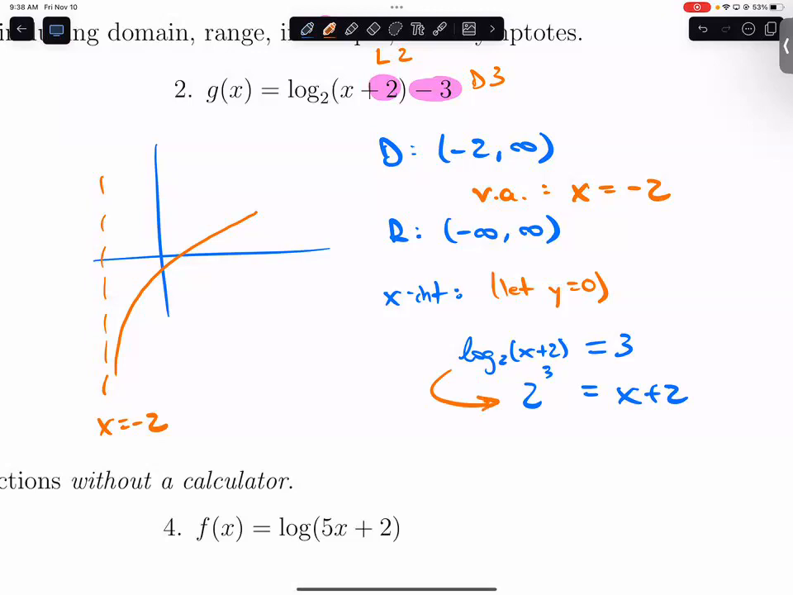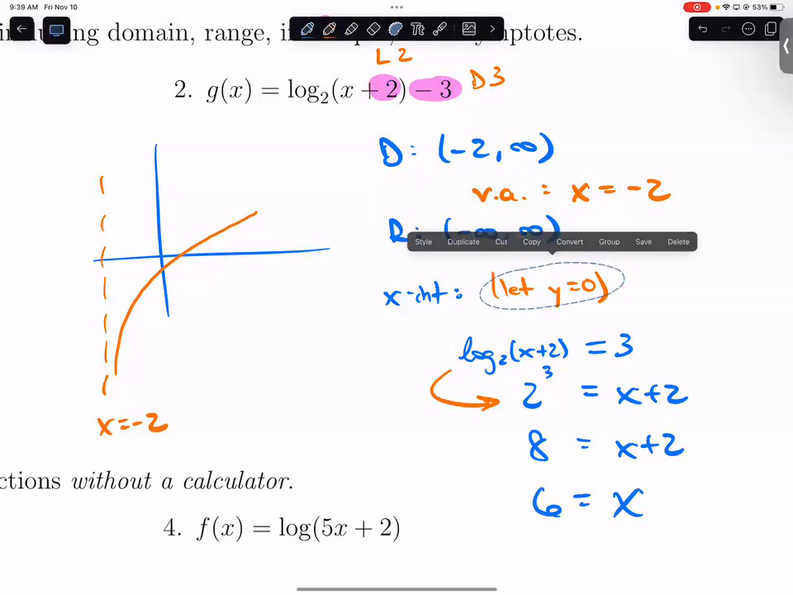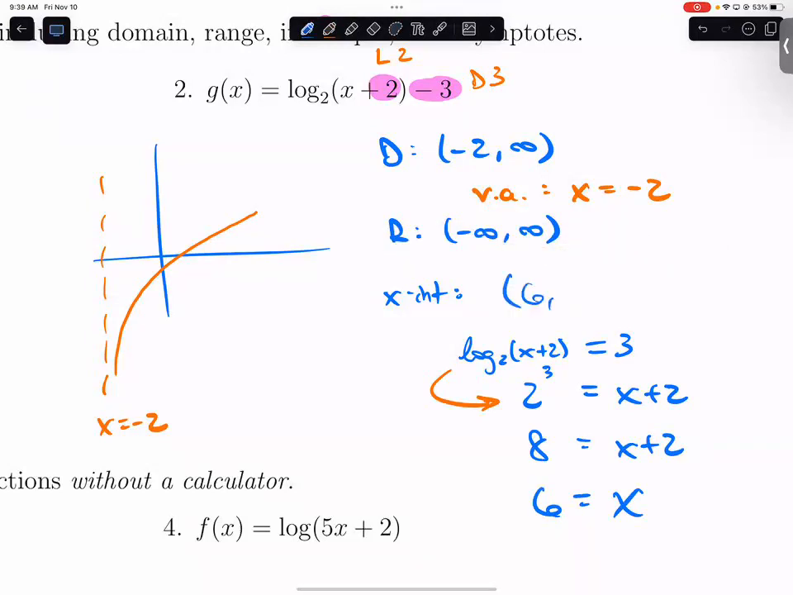This is what I'm talking about. That step at the beginning of class, I said you got to be able to go back and forth between these things. This is why. The way you get rid of the log is to rewrite it as an exponential. Now, I got to figure out what 2 cubed is, but that's not that big a deal. The other side, though, now it's just x plus 2. It's not the log of x plus 2. It's just the inside part. That's 8. So x is 6. Here we go. So the x-intercept is the point (6, 0).